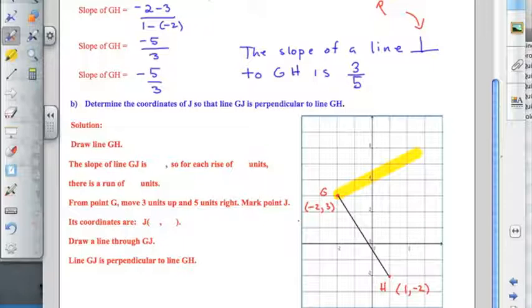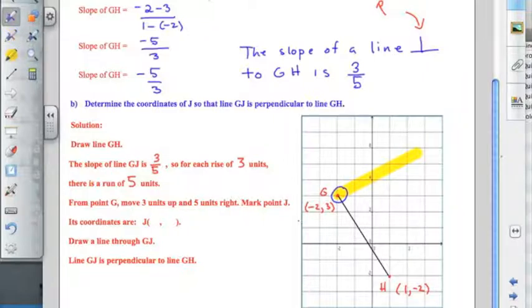The slope of the line GJ, well, we know this line is perpendicular, so we know that its slope, which we figured out in part A, is going to be 3/5. So what does this mean? It means that for every rise of 3 units, we're going to have a run of 5 units. We want to draw a line GJ, which means that the point G down here is one point on the line that we want to make perpendicular.